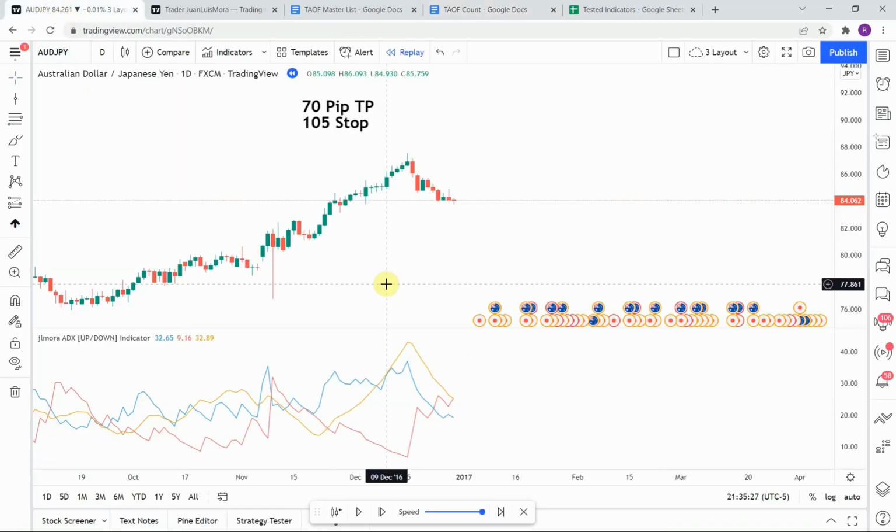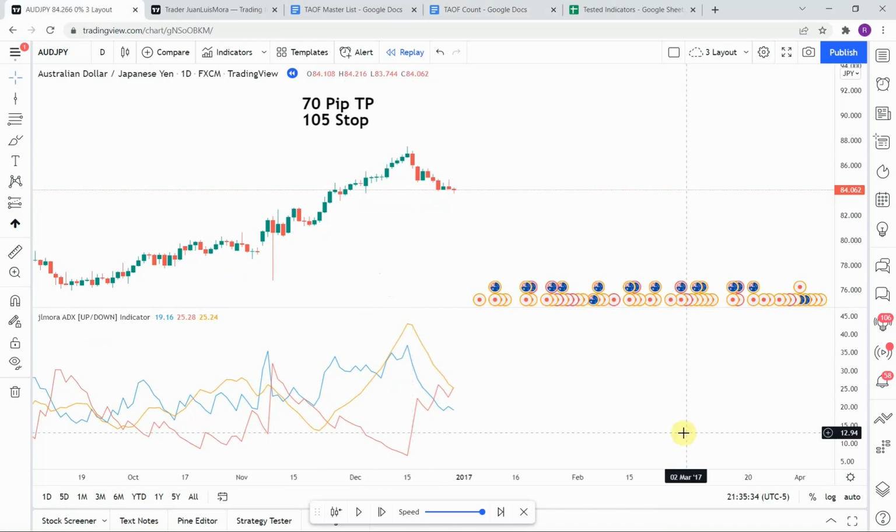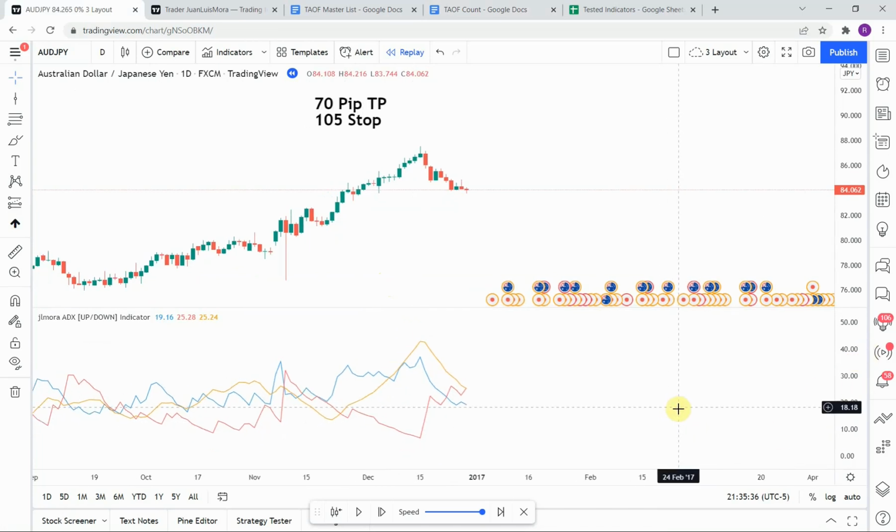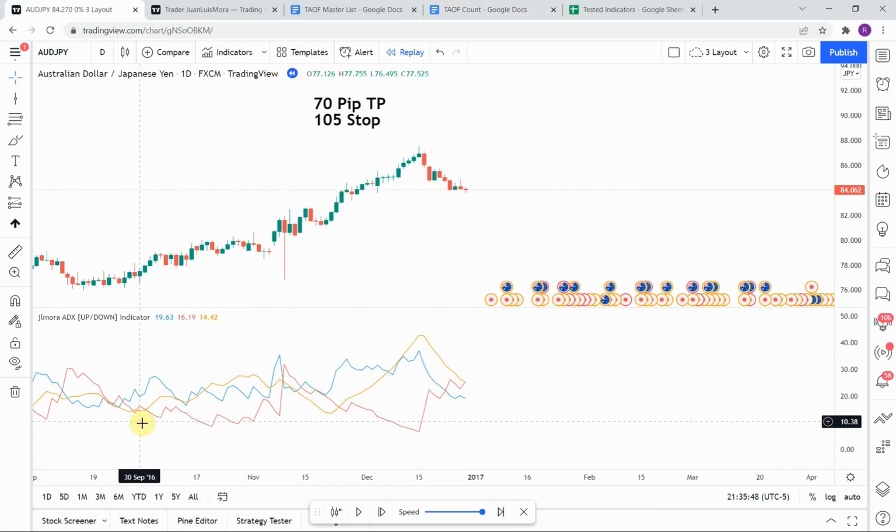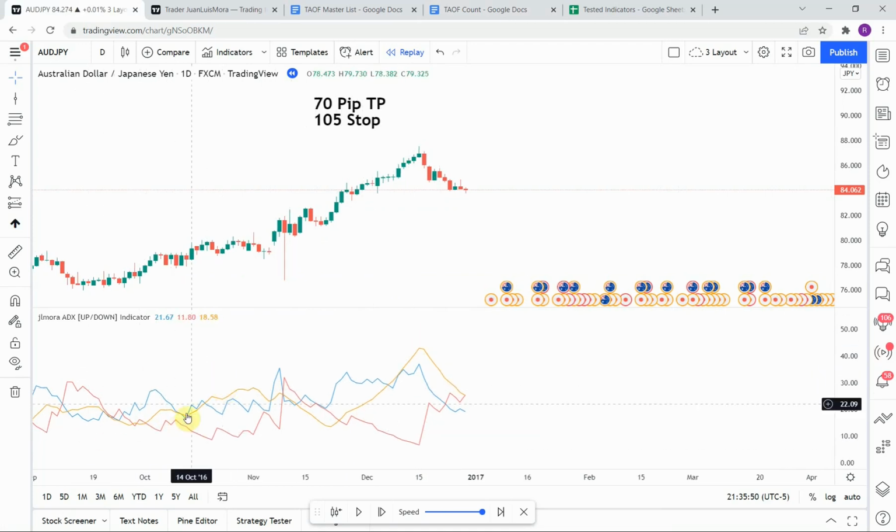Alright, so today's indicator is the Jlmora ADX, and you can see it here on the bottom of the screen. This indicator consists of three different lines. We have the blue line, and then we have the red line, and then we have the orange line running through the middle. The orange line is the standard ADX, so it's giving us an overall direction of the larger trend.